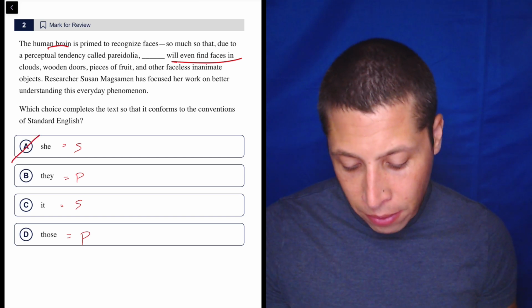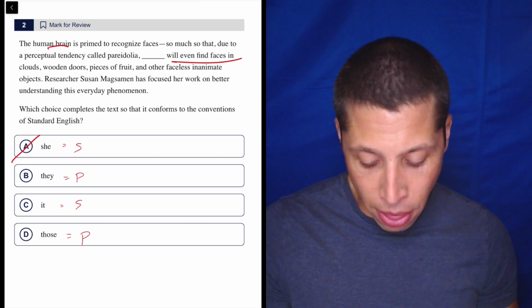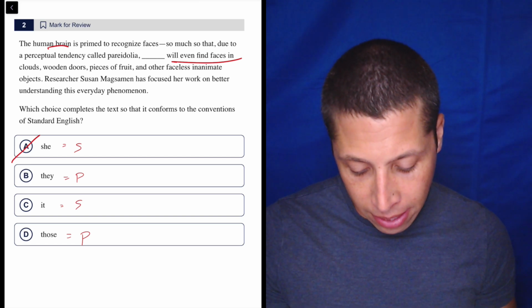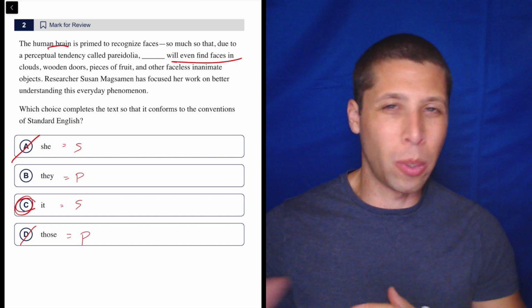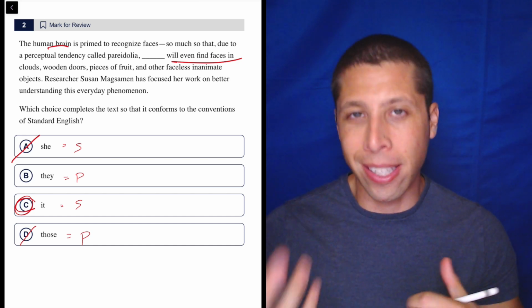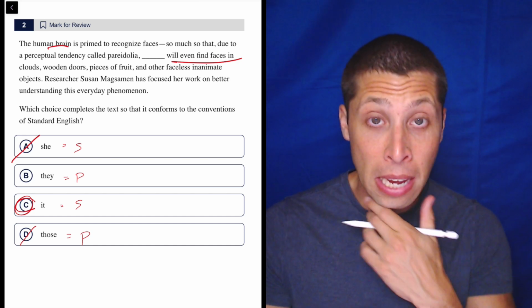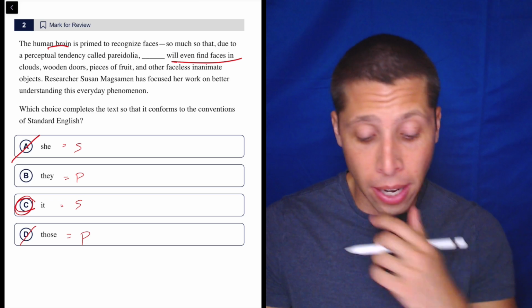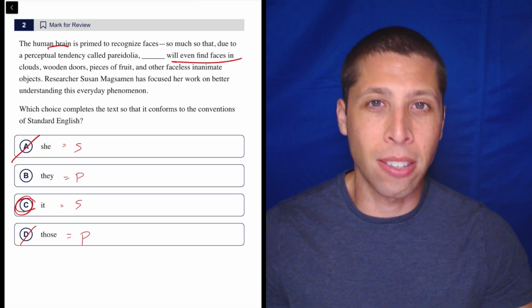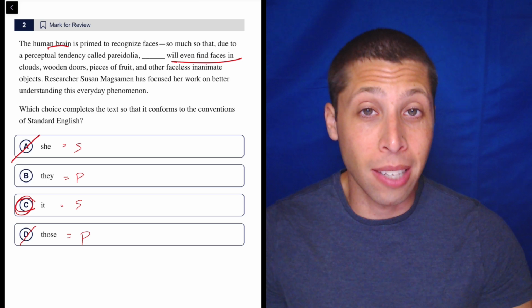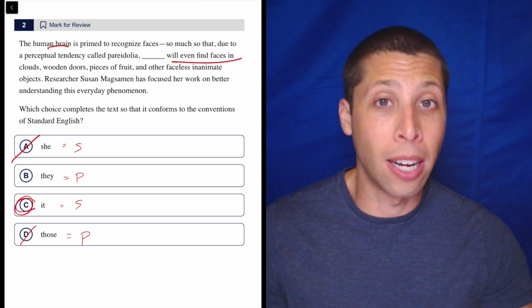So the brain is not female, as far as I know. They is plural, so that doesn't make any sense, and it's not those, so there you go. It's really going to usually be between your it and they, or it's and their, so it's pretty consistent. But yes, the only thing that I think people can mess up here is that a pronoun is not necessarily referring to the subject of the sentence or any particular noun. It depends on the context.